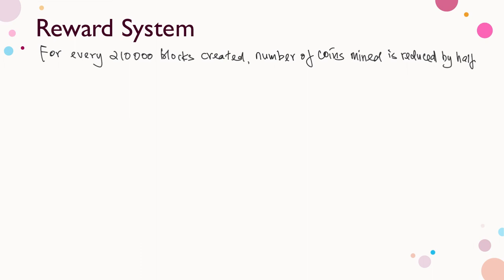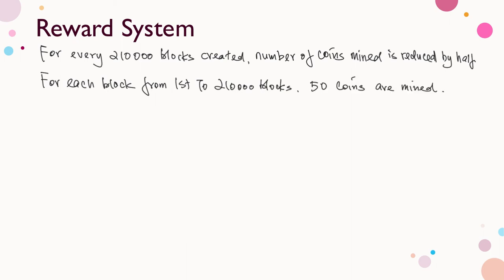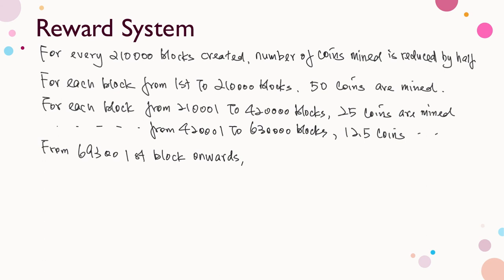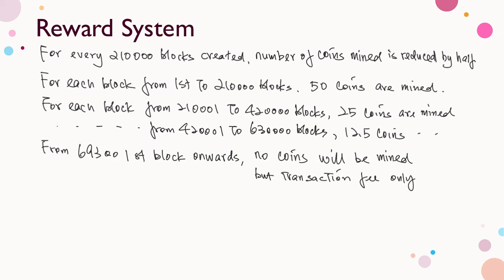At the beginning, for each block from the first to the 210,000th block created, 50 coins are mined. Then, for each block in the next group of 210,000 blocks, 25 coins are mined. Similarly, for each block in the next group, 12.5 coins are mined. Finally, no coin will be mined from the 693,001st block onwards. Miners can earn only the transaction fee for the new block.